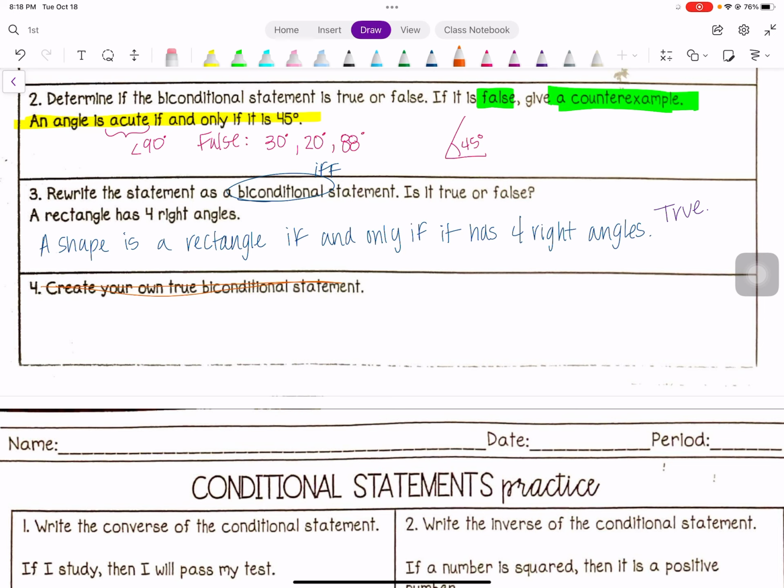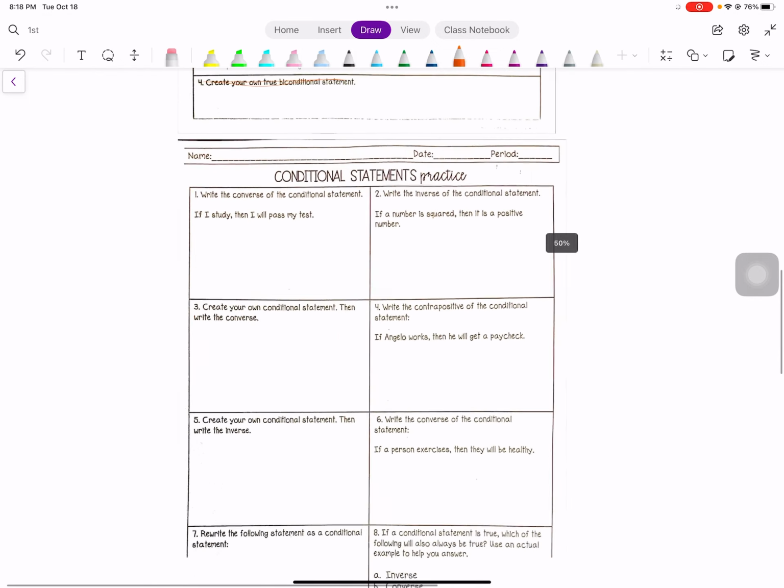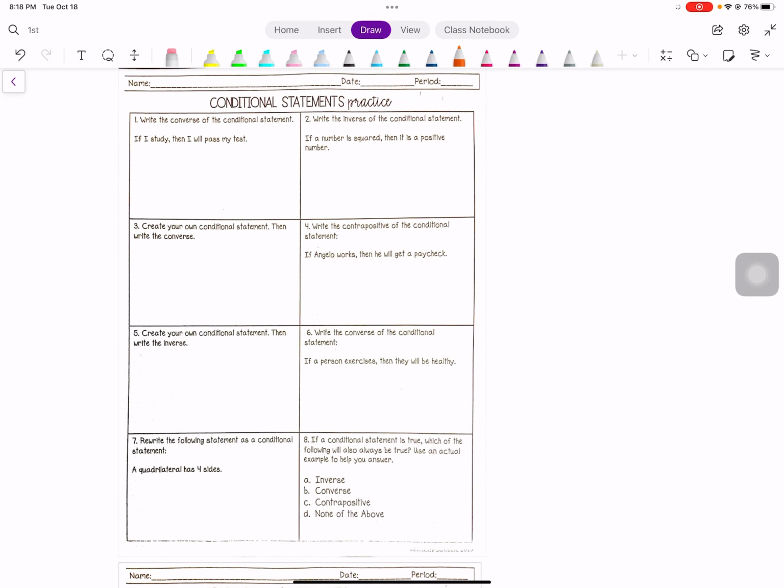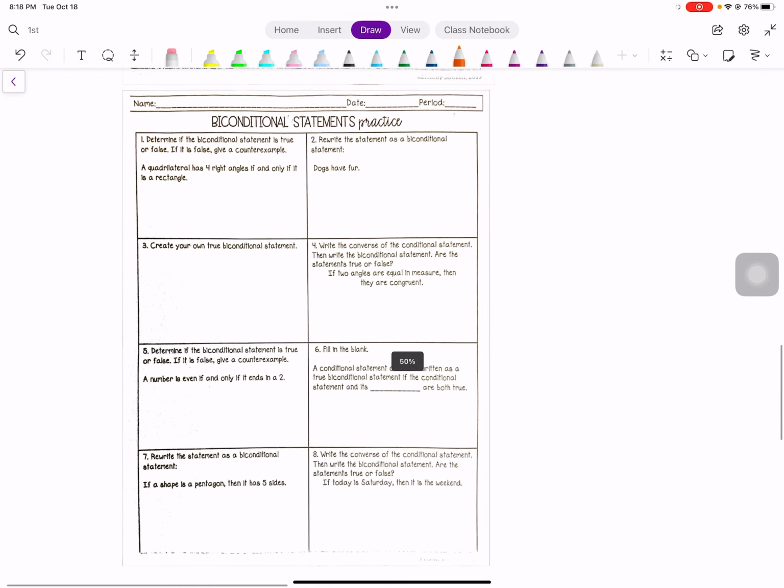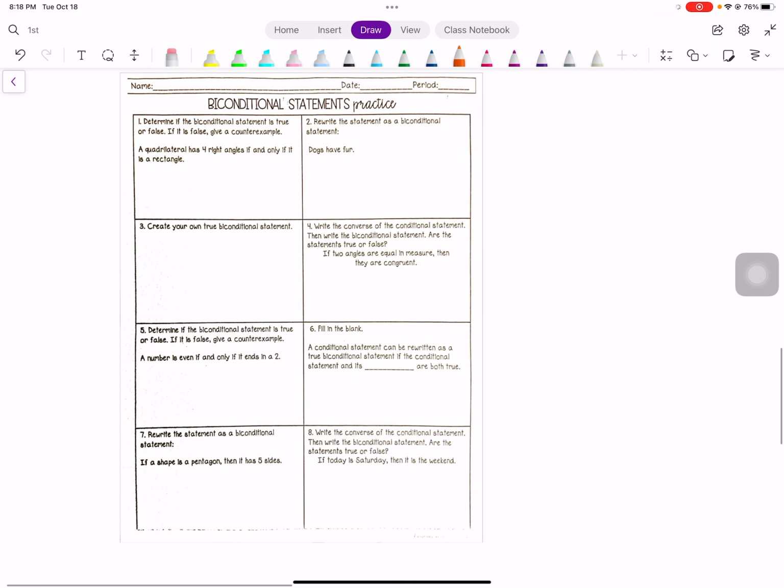Okay, so on your assignment, you guys will do the conditional statements, which is the front, and then the biconditional statements. And you don't have to do number 3. And that should be all of them. So you guys need to complete this assignment and then turn it in to the basket and then go to the next video.